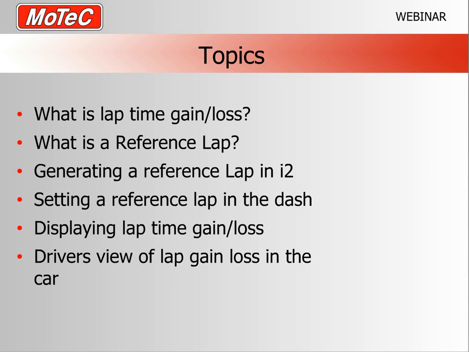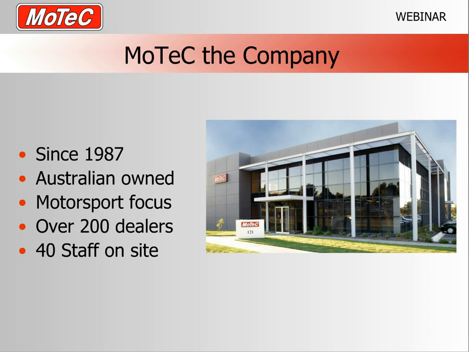Okay, so the topics we are going to go through today are, firstly, what actually is lap time gain loss. After that we're going to talk about what a reference lap actually is. We're going to go through the process you would have to do yourself to generate a reference lap within i2. We're going to set the reference lap up in the dash, and then display the lap time gain loss on the dash for the driver to view. Finally, we're going to have a driver's view of lap time gain loss and look at how the driver can utilise the value that he's seeing in front of himself.